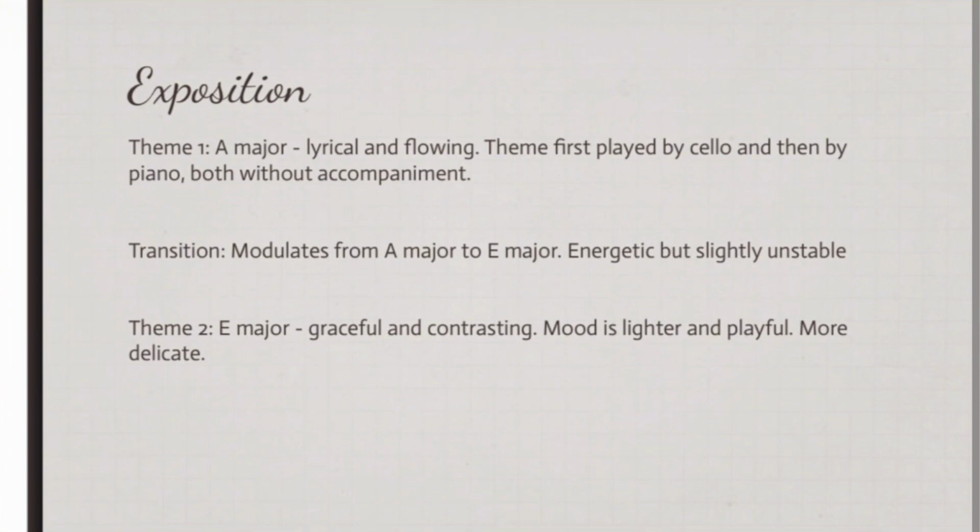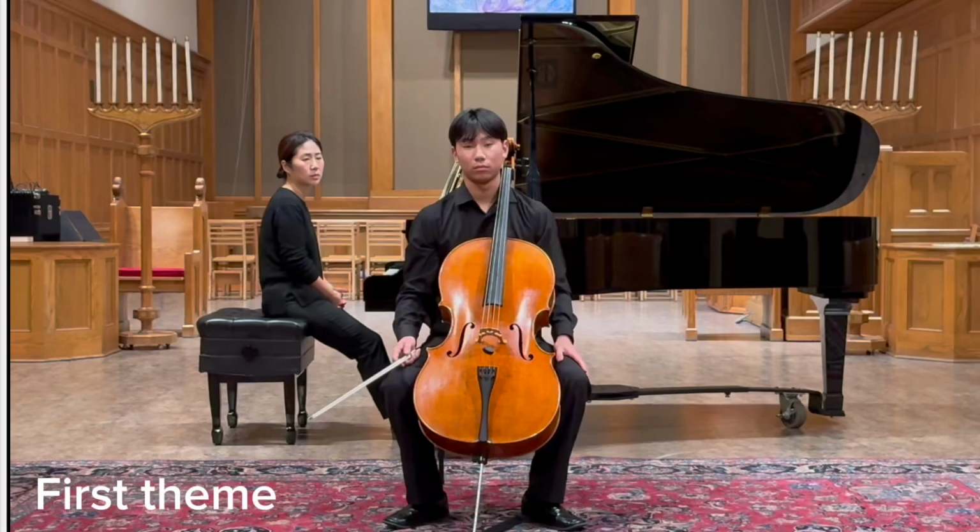After theme 1, we hear a transition section that modulates to the key of E major, the dominant key. This part is more active and prepares us for the next theme. Theme 2 is in E major. It is lighter, more delicate, and graceful compared to the first. The cello and piano share the melody here, creating a gentle contrast to the opening.